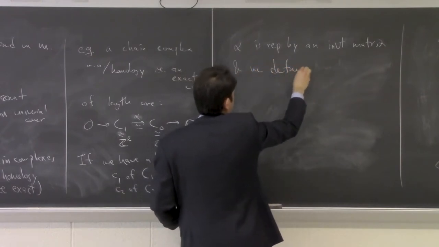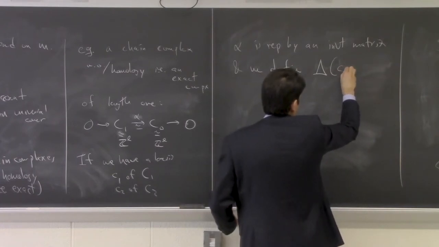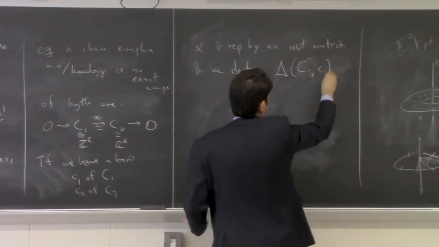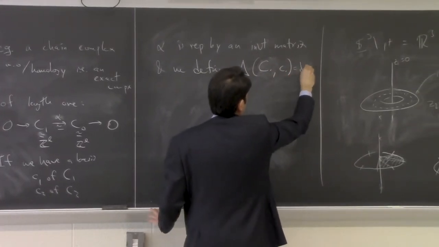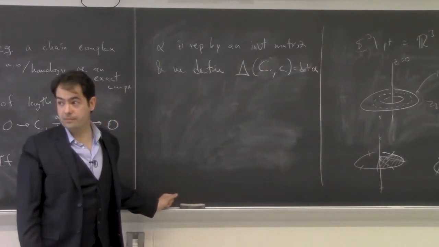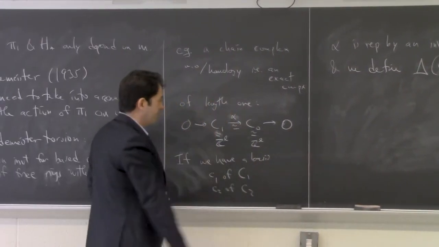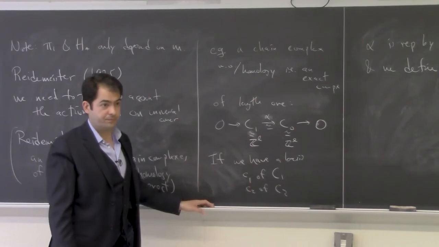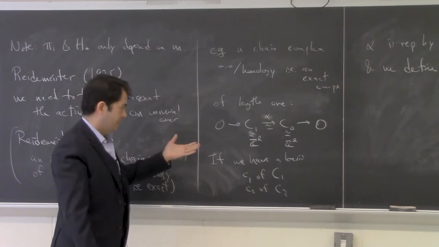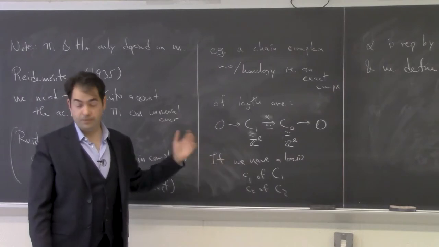And we define delta, which depends on the complex and the bases, and it's just going to be the determinant of alpha. Okay? So if you have bases, then your invariant is the determinant. Okay? And so that's going to be the Reidemeister torsion of a complex, the simplest exact complex.